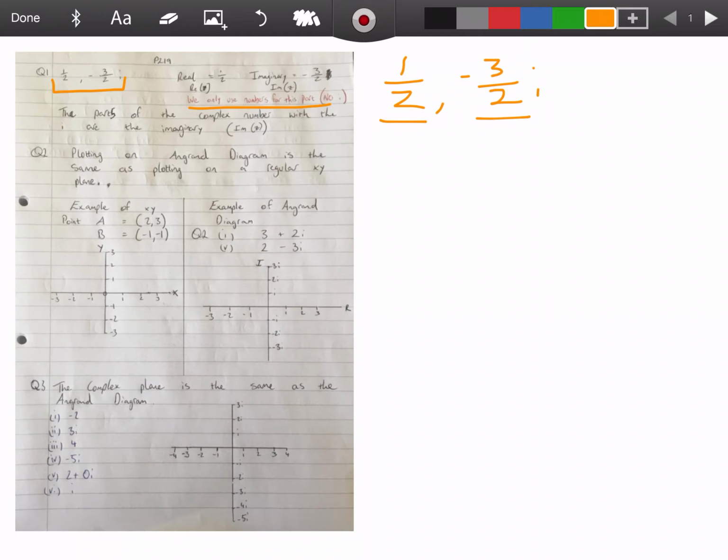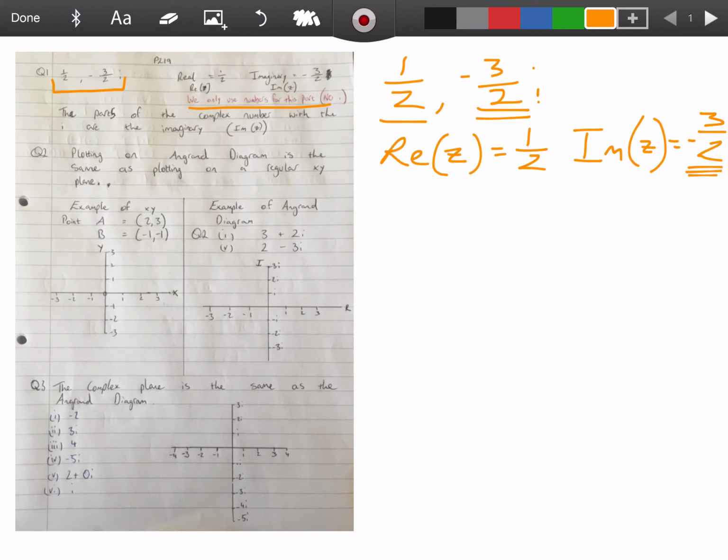But for the instance here, you have to say what the real part is. The real part of the complex number is the half, and the imaginary part of the complex number is the bit that's attached to the i. So it's the minus 3 over 2. Got to keep the sign, but we don't keep the letter, okay? Because i represents the imaginary section. So the value of the imaginary part is minus 3 over 2, if you want to think about it like that.